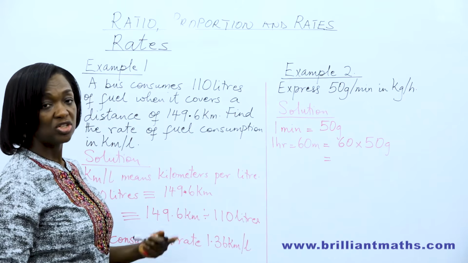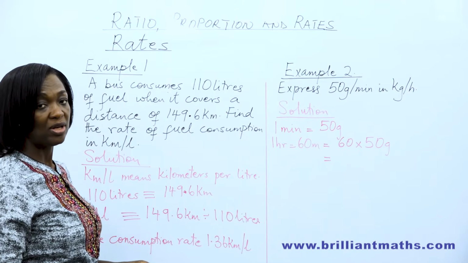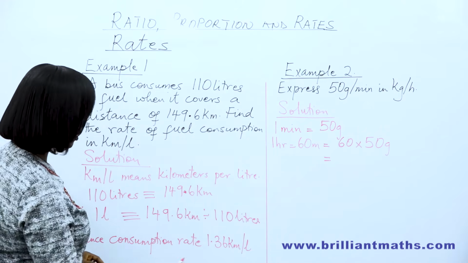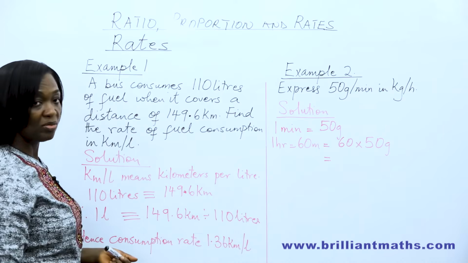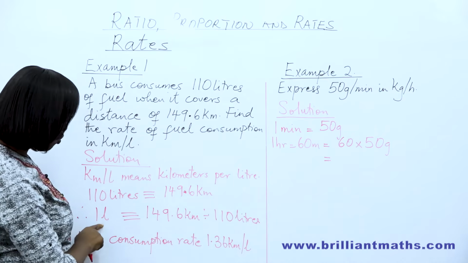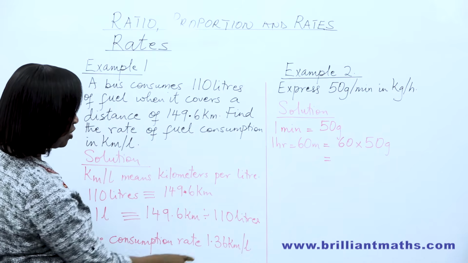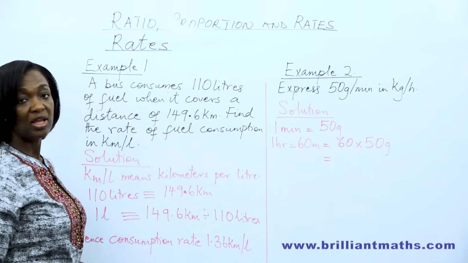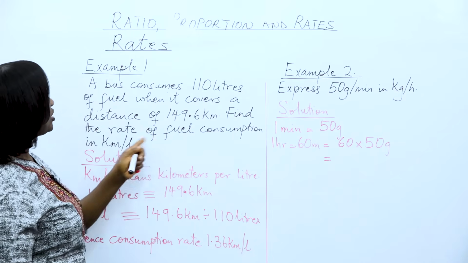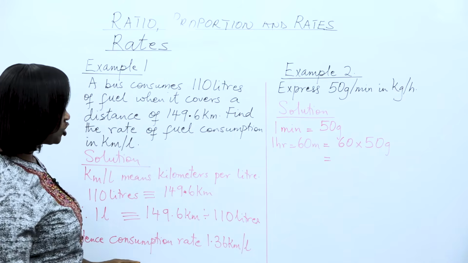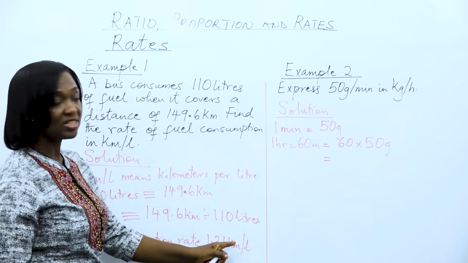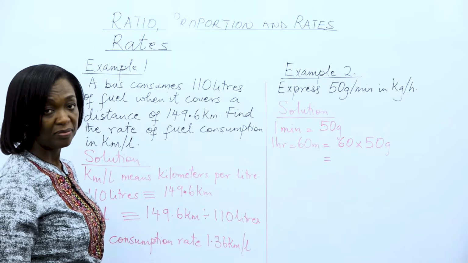1.36. Check that out with your calculator. Yes, you get 1.36 kilometers. That means that with 1 liter of fuel, the bus will cover 1.36 kilometers. So the rate of fuel consumption is actually 1.36 kilometers per liter.